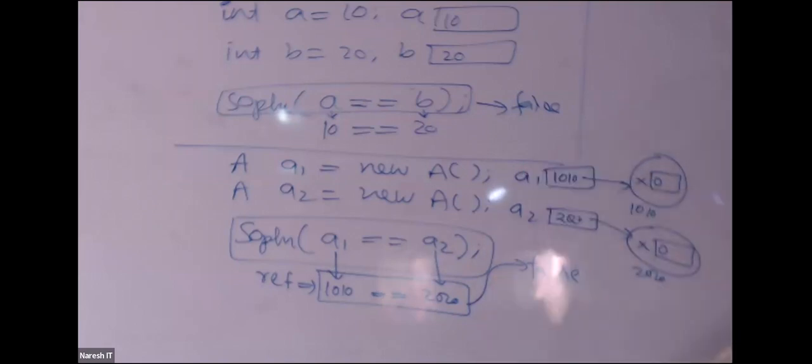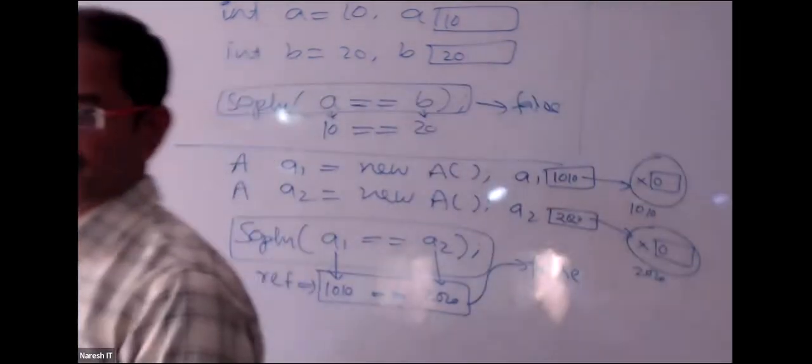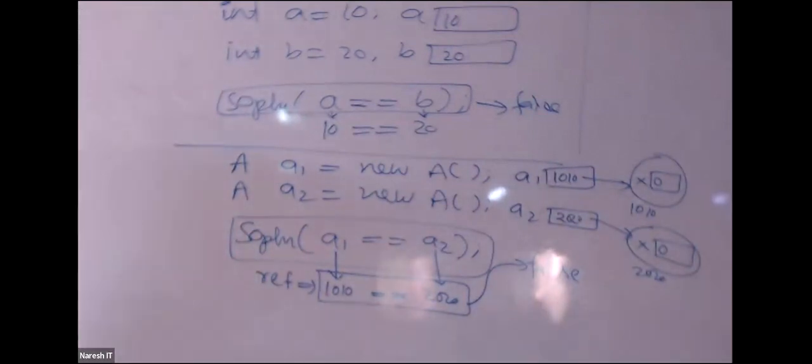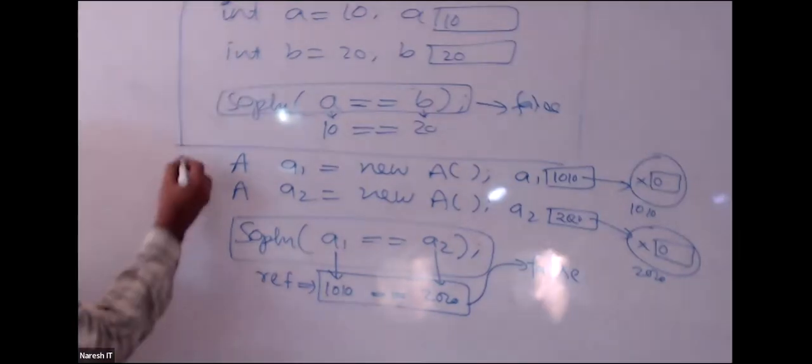Write down these four lines. A1 equal to new A. Memory is important. A2 equal to new A. What is the value of A1? 1010 is substituted. What is the value of A2? 2020 is substituted. 1010 double equal to 2020 is false. So this is a very important interview question.